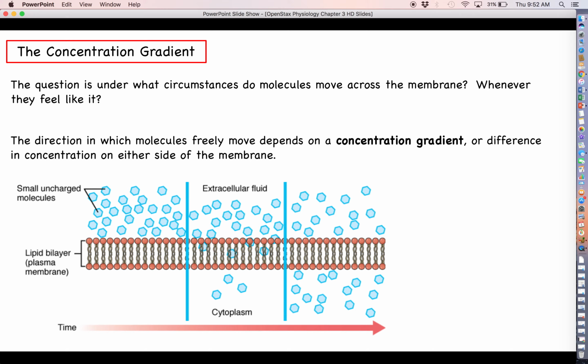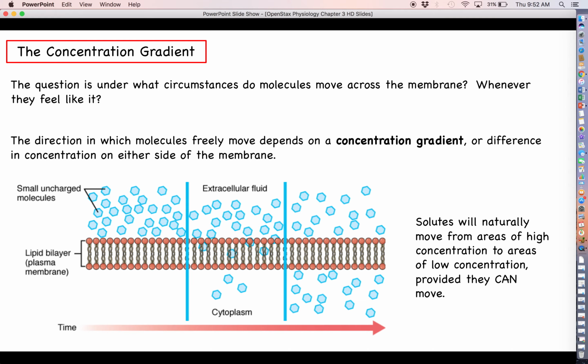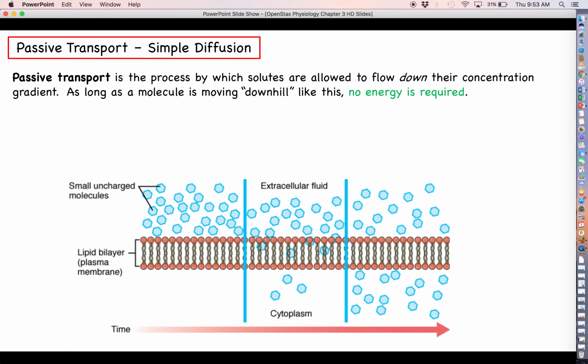The natural force that is going to move these molecules across the plasma membrane is that they want to equalize the concentration. So over time, these solutes will naturally move from their area of high concentration to the area of lower concentration. But the important thing to remember here is that this movement from high to low concentration can only occur if those molecules can move. If we were talking about a large polar electrically charged molecule, even if there's a concentration gradient, those things cannot move directly through the membrane, so they would be stuck on their side.